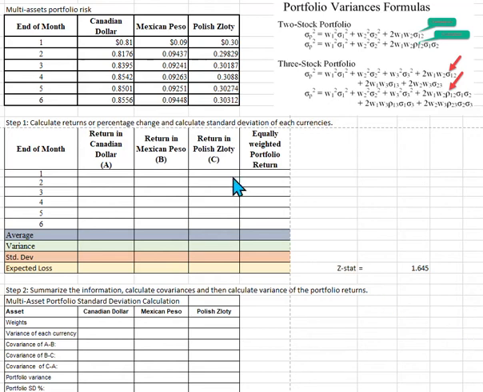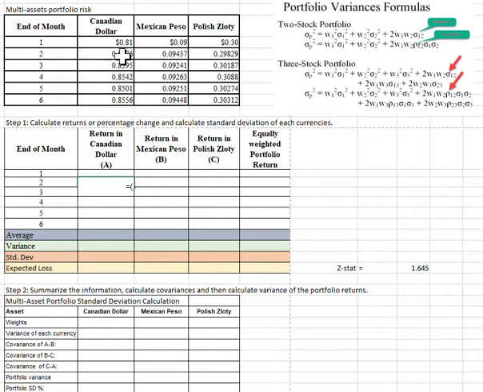Hello everyone. In this video I'm going to show you how to calculate the expected loss for each of these three currencies and the portfolio, which is equally weighted. So first of all, we're going to calculate the rate of return. Basically, rate of return is the percentage change from the last time.